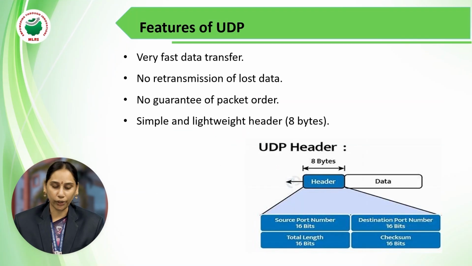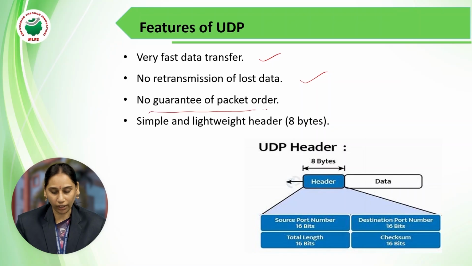Next, features of UDP. UDP is very fast data transfer. UDP has no retransmission of lost data. UDP has no guarantee of packet order. UDP has a simple and lightweight header. Lightweight header means 8 bytes.